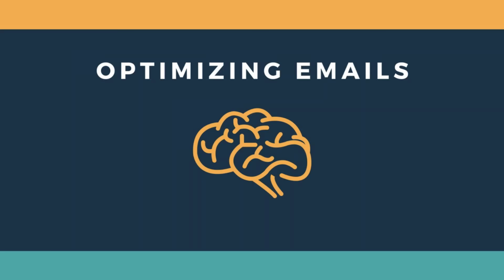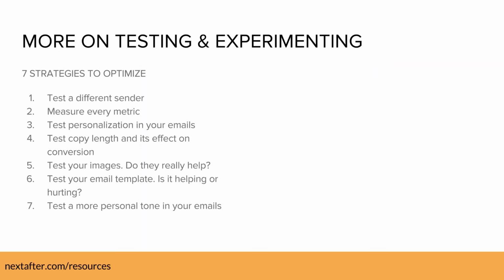All right, so now optimizing emails, we're trying to get them, we're trying to send them. Now how do you optimize, especially on the sending side? Here's two great resources on how to test and experiment. Again, they come from Next After. 7 strategies to optimize, or things to test.